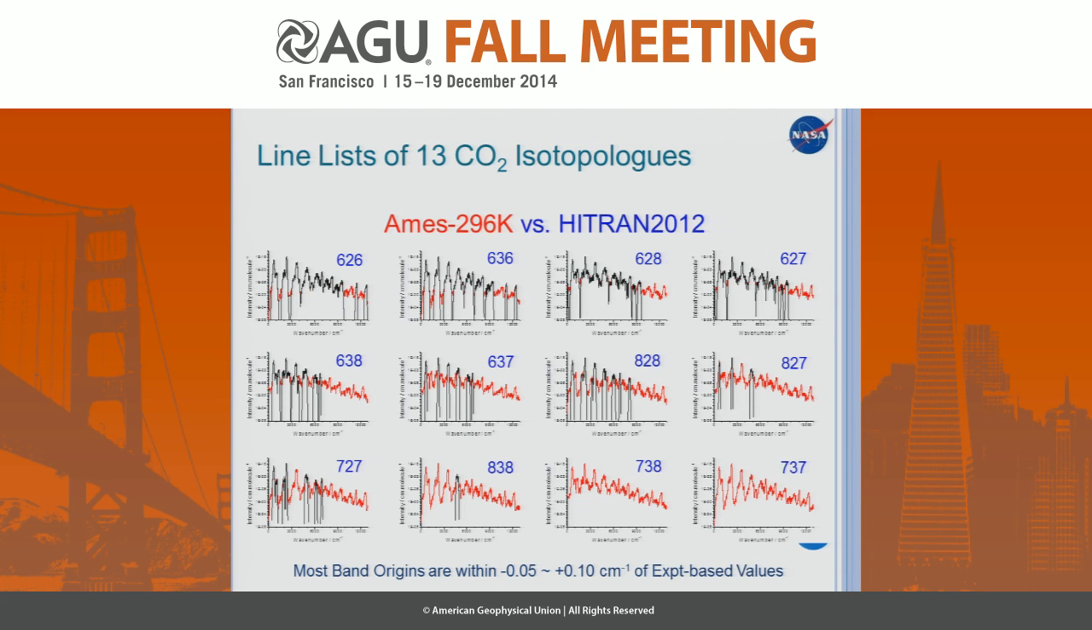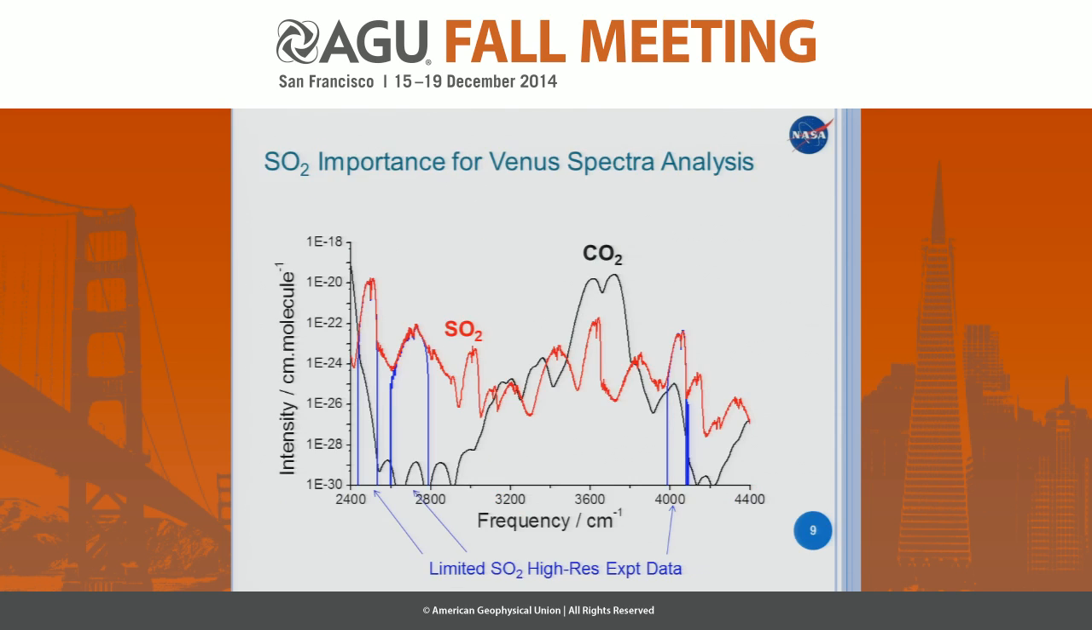Again, I want to mention that we have 13 line lists for 13 isotopologues, especially for those missing bands and minor isotopologues. We provide very consistent, reliable, accurate alternatives.